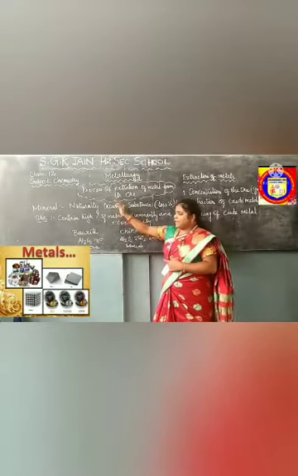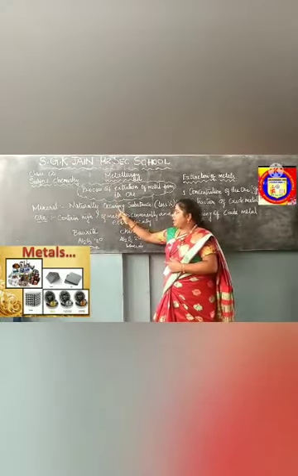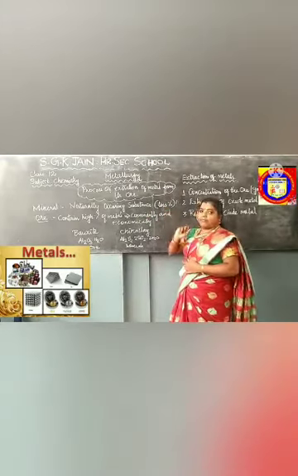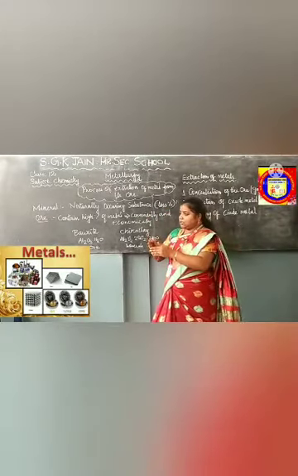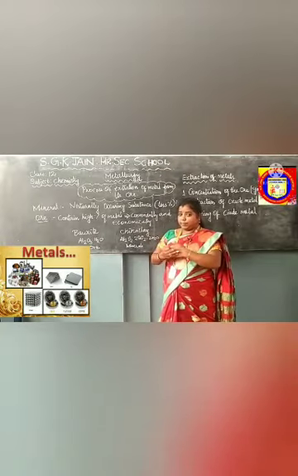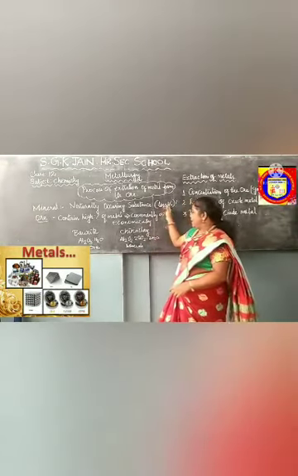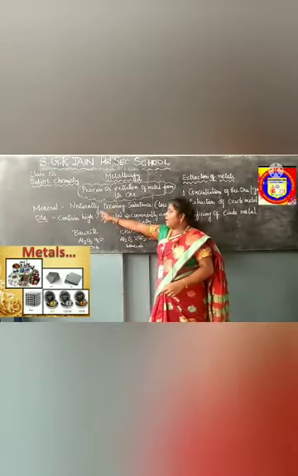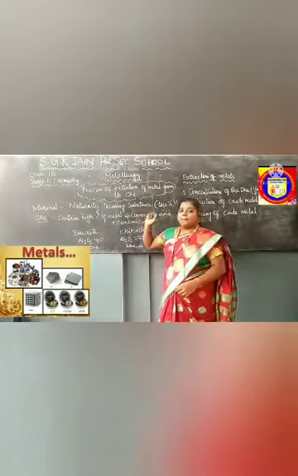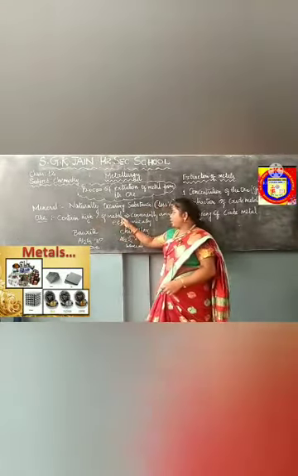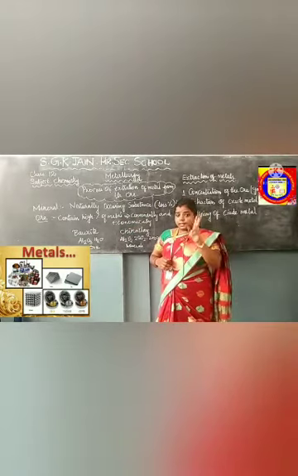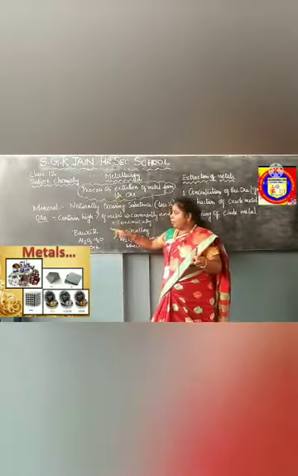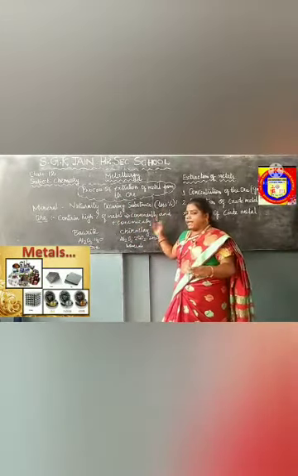Let's see the minerals. A mineral is a naturally occurring substance which contains a low percentage of metal. In minerals also the metals will be present, but the percentage is less. Next, the ore. The ore is also a naturally occurring substance, but it contains a high percentage of metals. And the second thing is, we can extract the metal from the ore conveniently as well as economically.